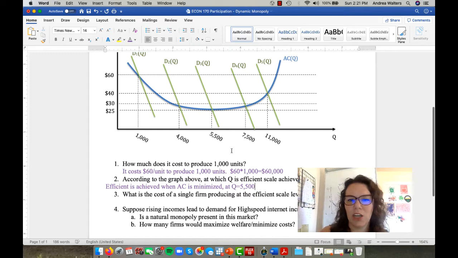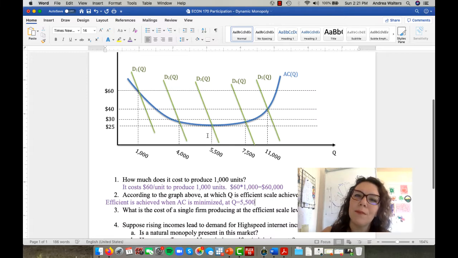What is the cost of, number 3, what is the cost of a single firm producing at efficient scale? Well, that's one of the important things about efficient scale. Efficient scale is when the average cost is minimized. At that Q equal to 5,500 units, when a firm is producing those 5,500 units, it only costs them $25 per unit. That's the minimum cost, right?